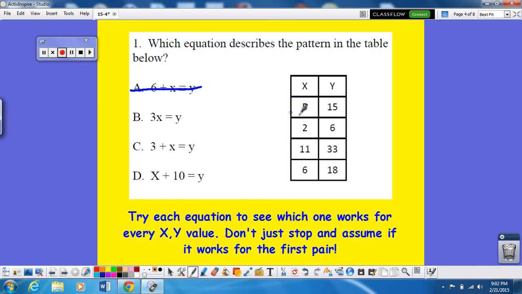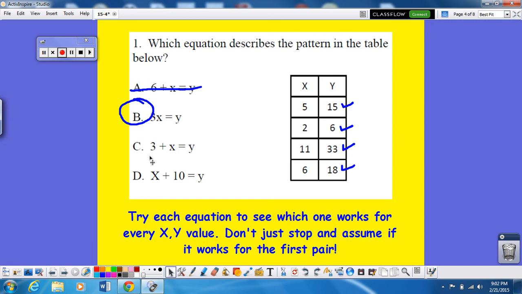3x equals y. So 3 times 5 equals 15. Works there. 3x, 3 times 2 is 6 equals y. Yep, let's try the next one. 3 times x, so 3 times 11 equals 33. That works. And let's try the same equation. 3 times 6 is 18, and that works. So we know this is our equation for this table: 3x equals y, or 3 times the value of x equals y.